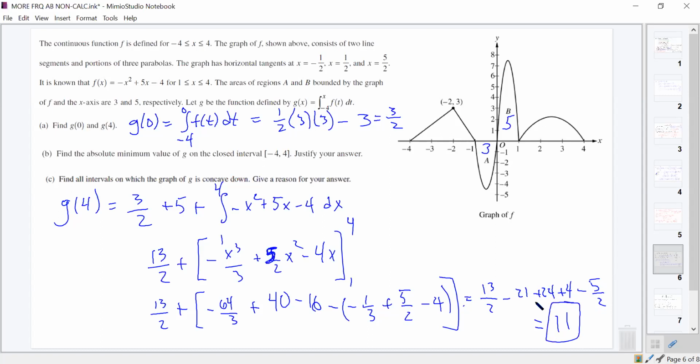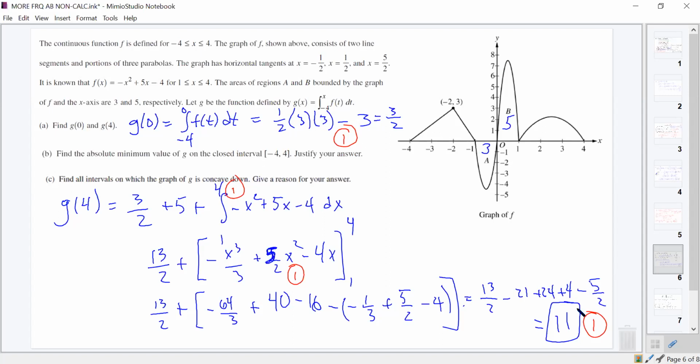Let's see what the, oh, good. The scoring guideline says I did do the arithmetic right. Wow, that was worth 4 points. 1 point for getting g of 0. 1 point for splitting it up like this. 1 point for the correct antiderivative, and 1 point for the final answer for g of 4. So 1 point for g of 0 and 3 points for all that stuff in g of 4. Good or no? Yeah?